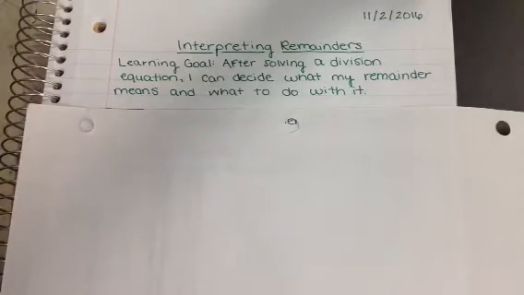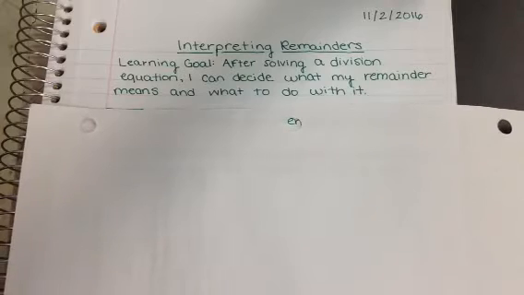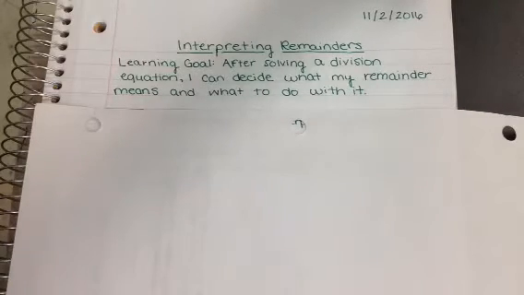Okay, good evening, friends. I would like for you to go ahead and make sure that you have copied down your date, your title, and your learning goal. The title is Interpreting Remainders, and tonight's learning goal is: after solving a division equation, I can decide what my remainder means and what to do with it. Pause your video here so that you can take a moment to get that copied down.